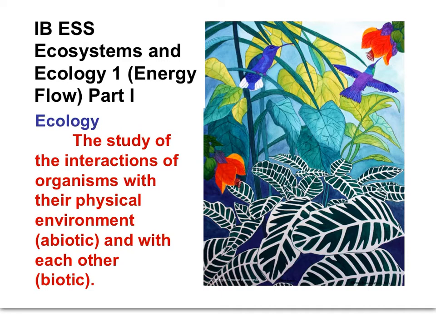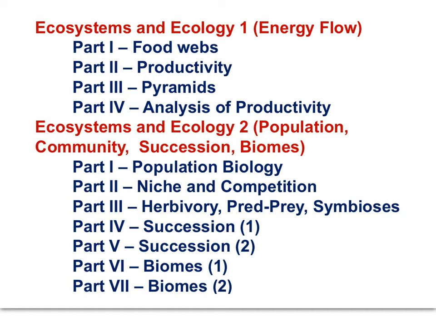Photosynthesis and respiration play a significant role in the flow of energy in communities. And lastly, the feeding relationships of species in a system can be modeled using food chains, food webs, and ecological pyramids. Here's an outline of all of the ecosystems and ecology units. There are two distinct units: Ecosystems and Ecology 1, Ecosystems and Ecology 2. This movie is focused right here.